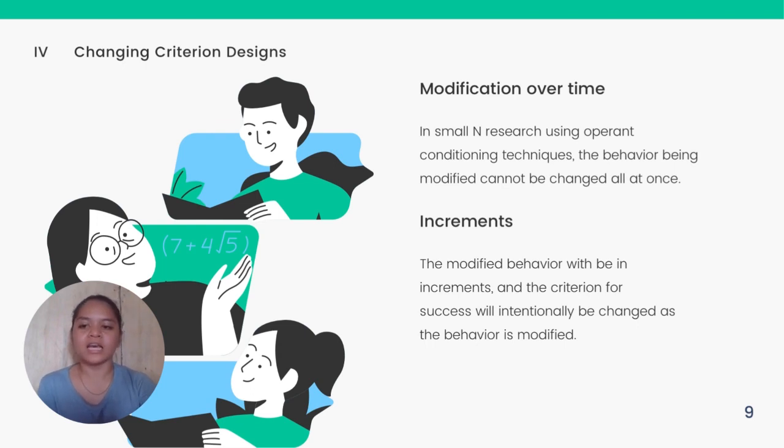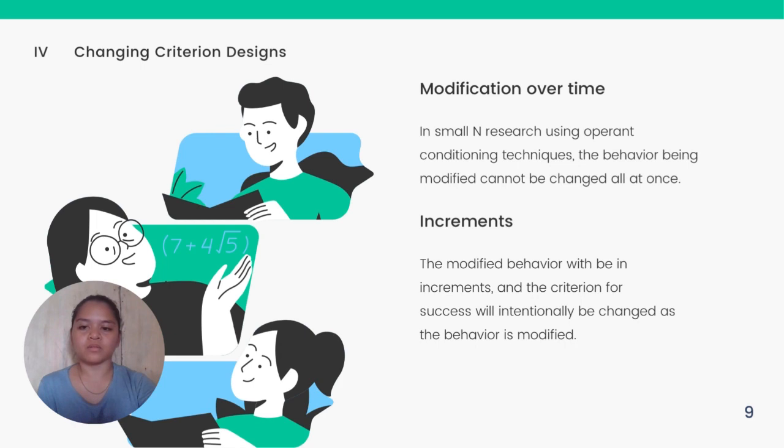And lastly, enhanced generalization. Gradually increasing the difficulty of the criterion can help to promote generalization of the behavior change to other settings or contexts. This can help to ensure that the behavior change is durable and has real world applicability.